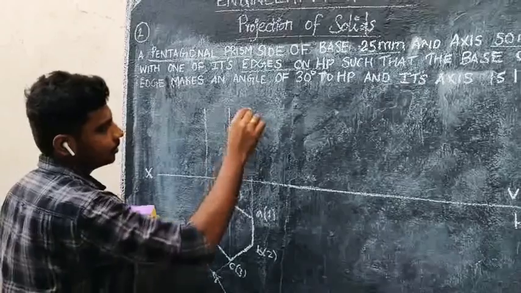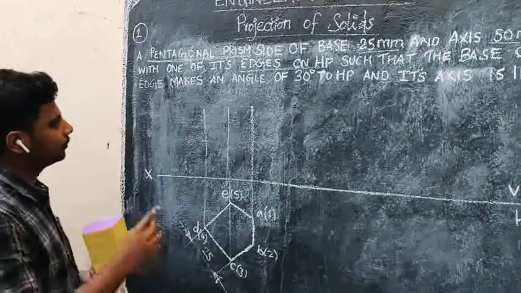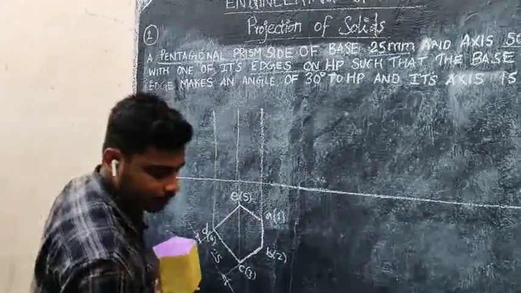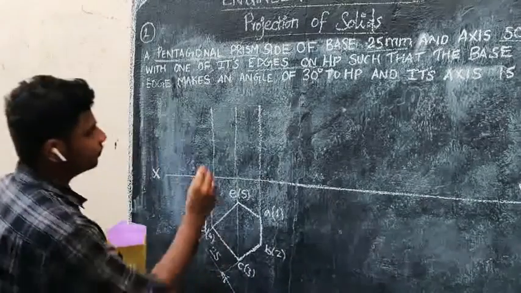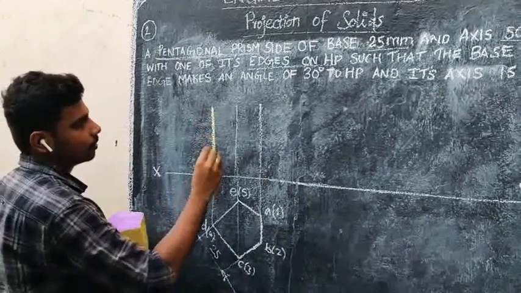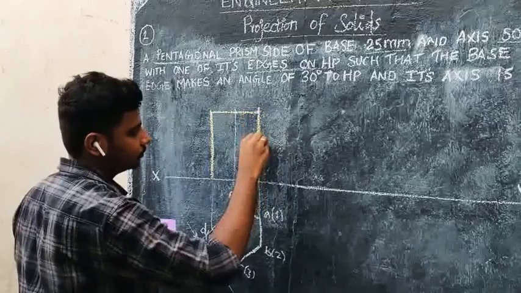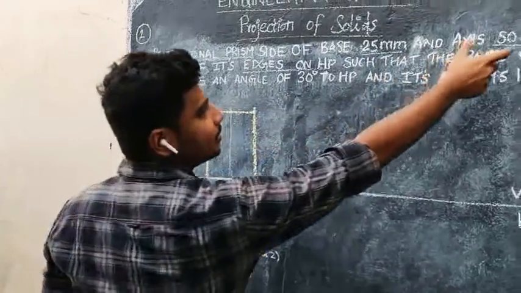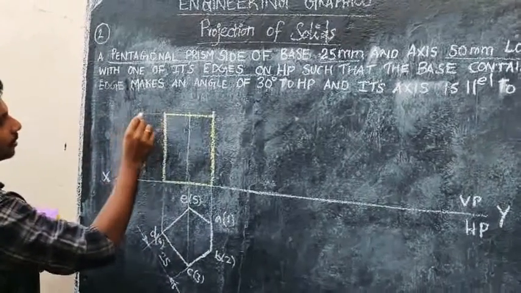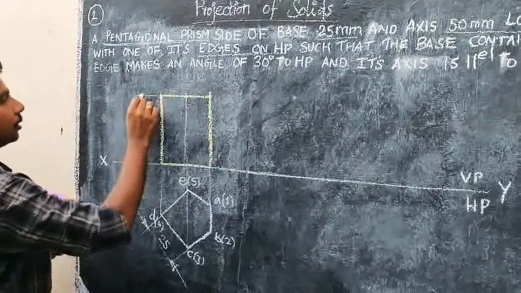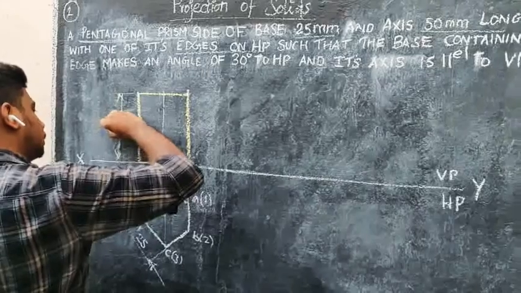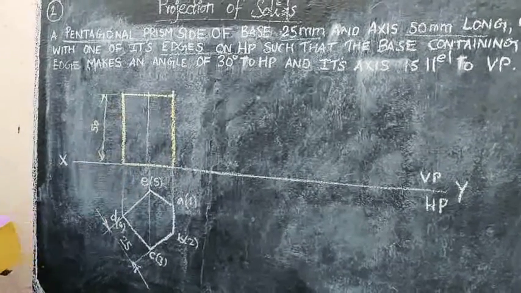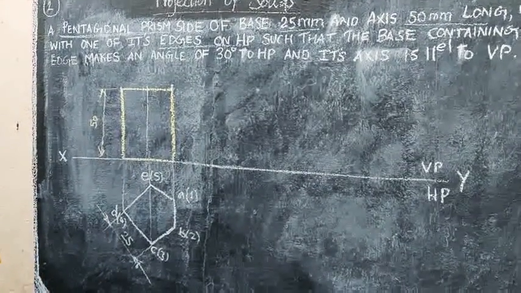That is your simple position front view. In your front view, the height is given: the axis height is 50 mm long. So the height is 50 mm. We need to name it now.